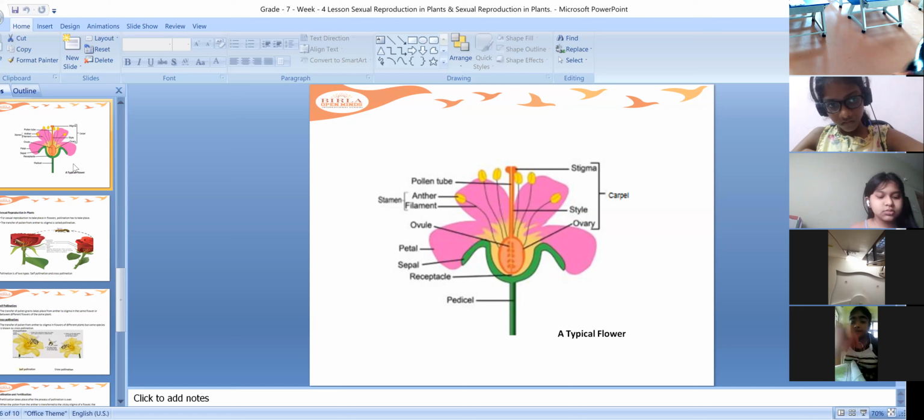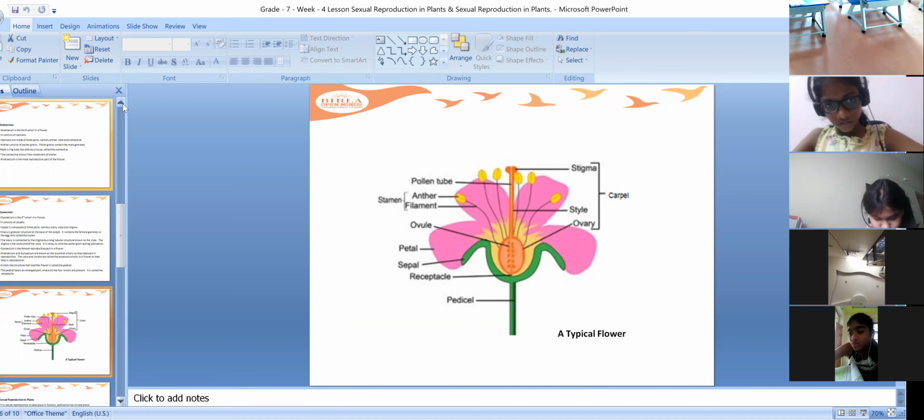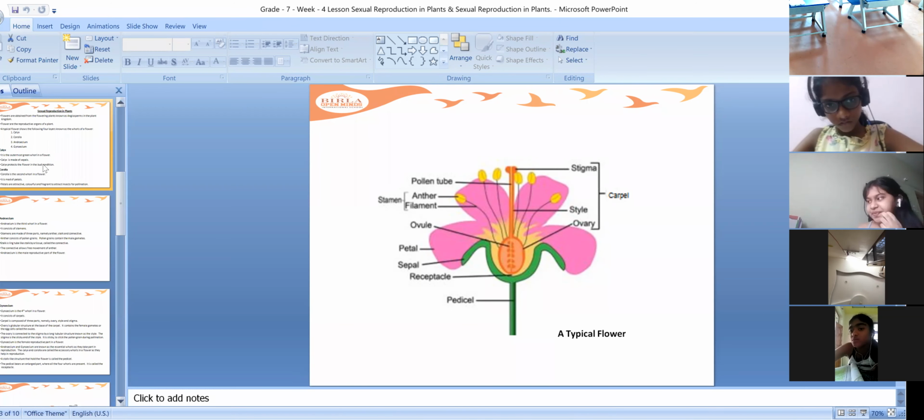Here you can see the different parts: stigma, style, ovary. We'll study further in this lesson what the functions of all these parts are. These are the reproductive organs inside the flower: ovule, stamen, pollen tube. We'll have a closer look at all these as we go into detail in this lesson.